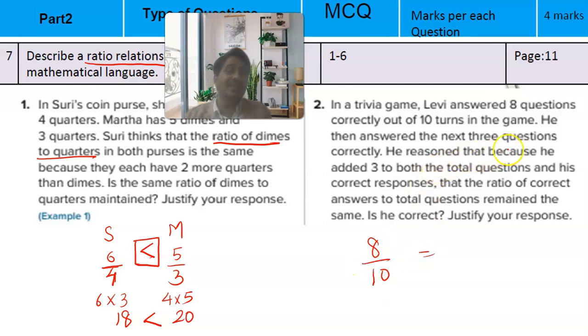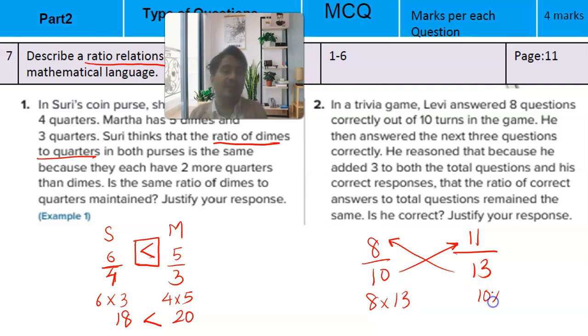He then answered the next 3 questions correctly. He reasoned that because he added 3 to both the total questions and the total responses, the ratio remains the same. He says by adding 3, the ratio remains the same. Let's see. If I add 3 to this it will become 11. And if I add 3 to the total questions, this becomes 13. Now which is bigger? The right side or the left side? The best thing is to cross multiply and check. So 8 times 13, 10 times 11.